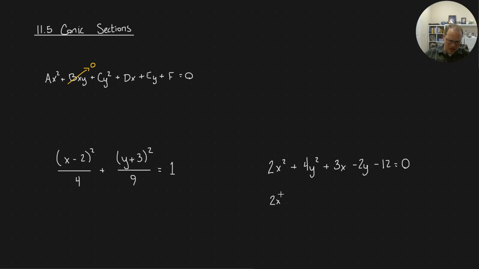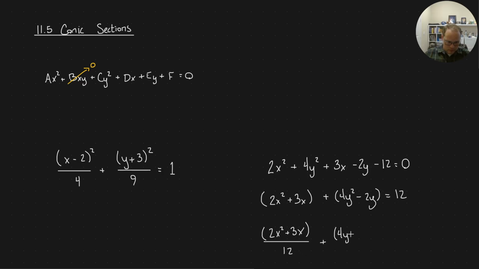And so I could kind of start to get there by pairing my x's together and pairing my y's together, moving the constant to the other side. Okay? But this isn't quite getting me there. I could get the 1 by dividing both sides by 12.